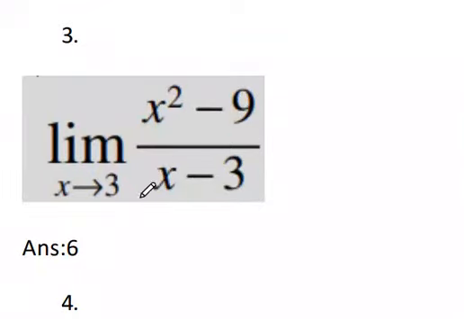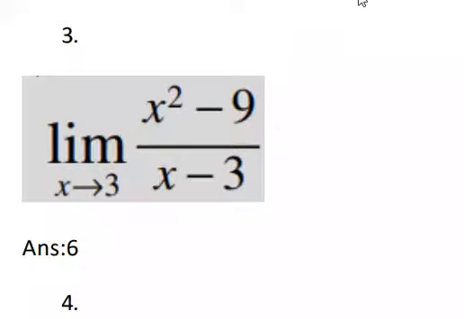The third question, again you have a rational function. The numerator is a polynomial, the denominator function is also a polynomial. It is a linear one, and this is a quadratic function, right? You are asked to find the limit of this function as x approaches 3. The thing is, the denominator becomes 0 as x approaches 3.